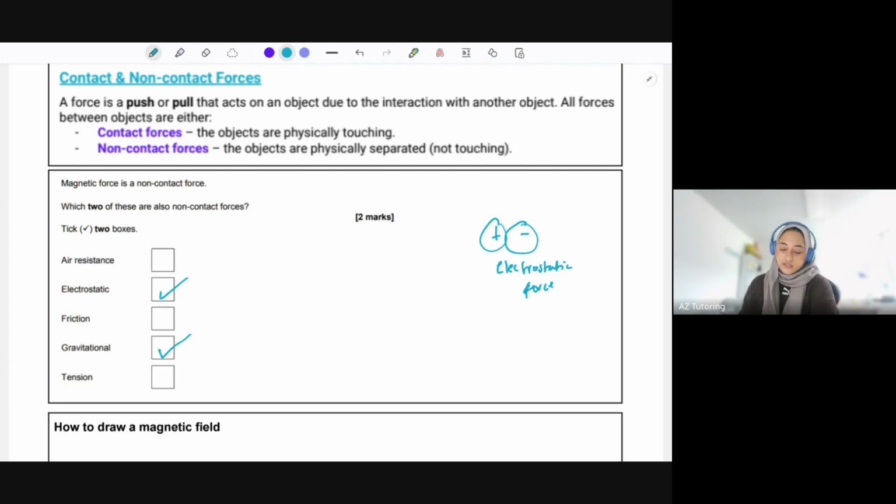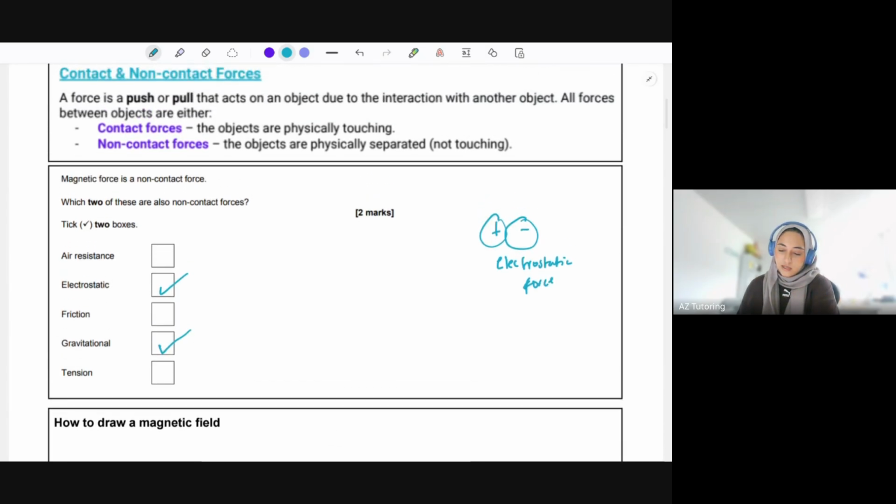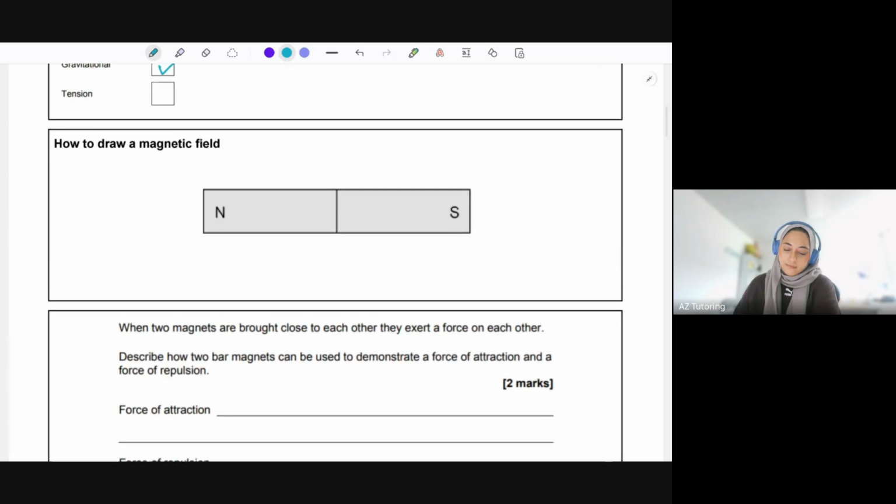It's there. It's a force that's down. Okay, so they're your non-contact forces. Keep that in mind. How to draw a magnetic field. Now remember, magnetic fields, you always draw it from north to south. It's a bit like with paper one, electricity. You go from the north part of the battery to the positive part of the battery, sorry, to the negative. With magnets, you go from north to south.